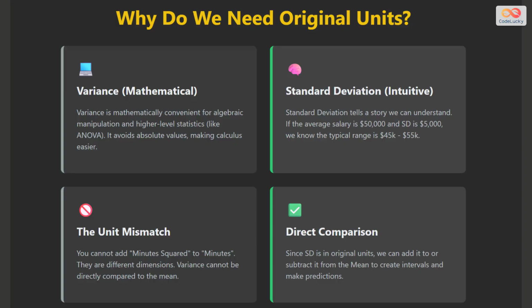So why do we keep both? Variance is great for math. It is easier to use in complex algebraic proofs and advanced statistics. But standard deviation is for us humans. It tells a story. It allows us to compare the spread directly to the average because they share the same units. We can't add squared minutes to minutes, but we can add standard deviation minutes to average minutes to create meaningful ranges.